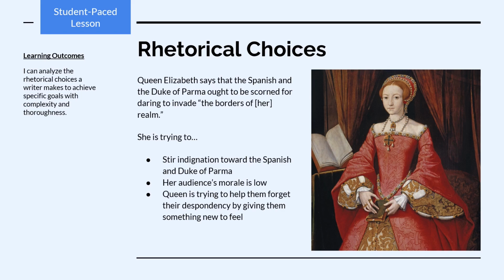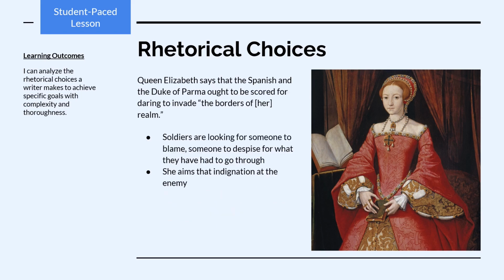And it's because her audience's morale is low. The Queen is trying to help them forget about their dispiritedness and despondency by giving them something new to feel. The soldiers here are clearly looking for someone to blame, someone to despise for what they've had to go through over the last several months or maybe years at this point. So she takes that emotion of indignation and directs it at who she wants it directed at: the enemy.